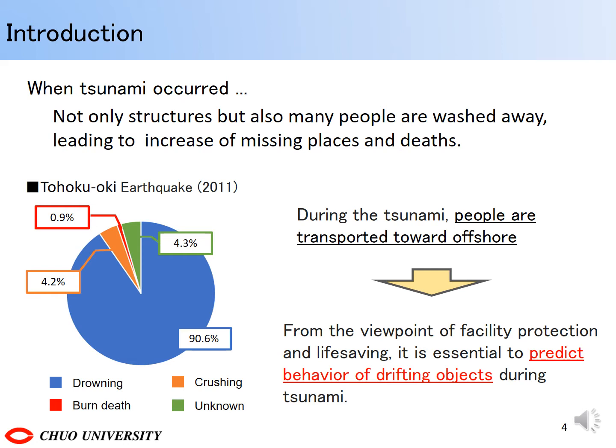From the viewpoint of facility protection and life-saving, it is essential to predict drifting objects' behavior and range when a tsunami strikes.